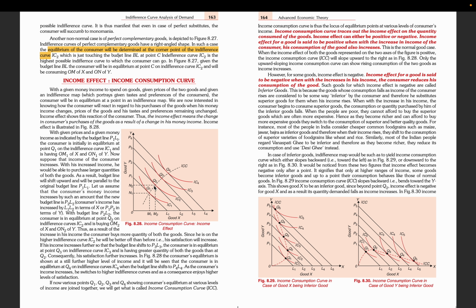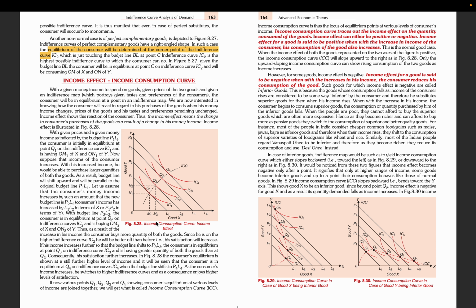Okay, let's say we move on to P2L2. The consumer income is now increased by L1L2. This is the change in the income of the consumer in terms of X, or P1P2 in terms of Y. Now he will be buying OM2 level of good X and ON2 level of good Y. Similarly, you can check for changes as income keeps on increasing till point P4.